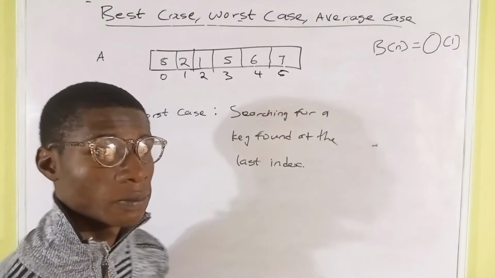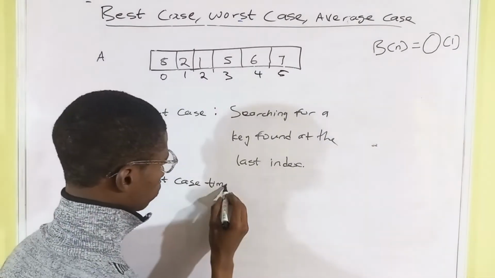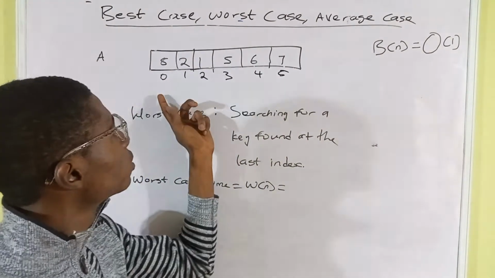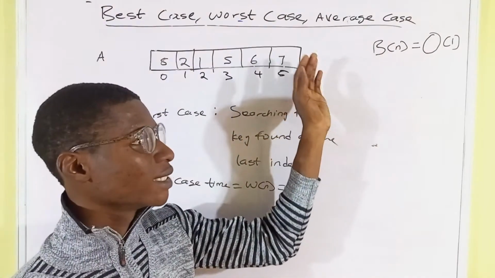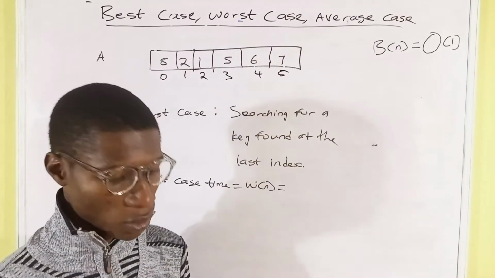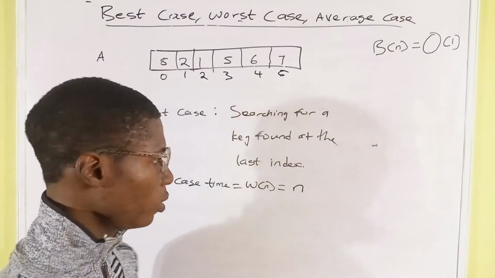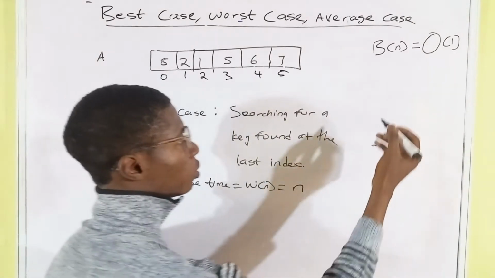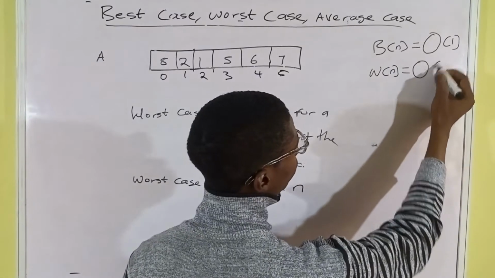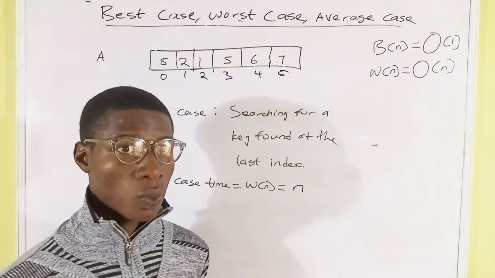So what is the worst case time? The worst case time will be the length of the array, because 7 exists at the last index, okay? And since we can't predict the size of the array, it can be dynamic, we can't know the size. So we say that the worst case time is n, where n is the size of the array. So I can say the worst case time is big O of n, okay?